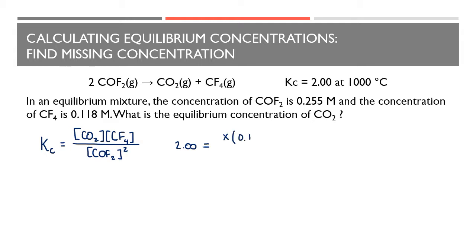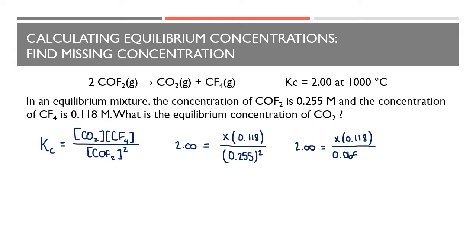I'm given that information. I don't know the concentration of my CO2, so I'm going to leave that as an X. The concentration of the CF4 is 0.118 and the concentration of the COF2 is 0.255, and I'm going to square that because the coefficient for the COF2 is 2. Now all I'm going to do is simplify this and then solve for x. So 2.00 is equal to x times 0.118 over, and then I'm going to square the bottom of that fraction.